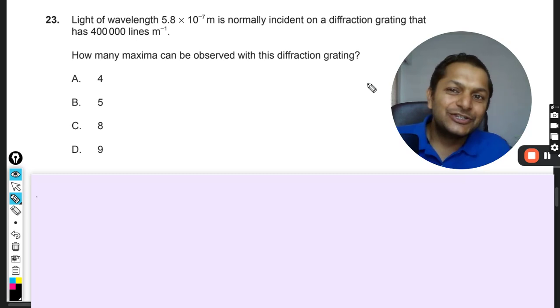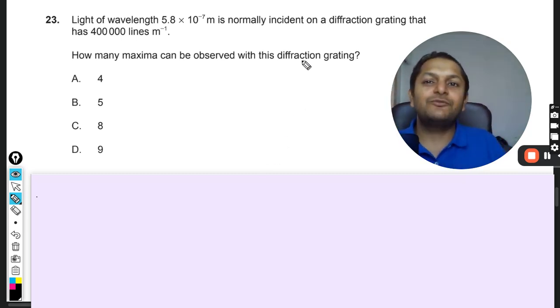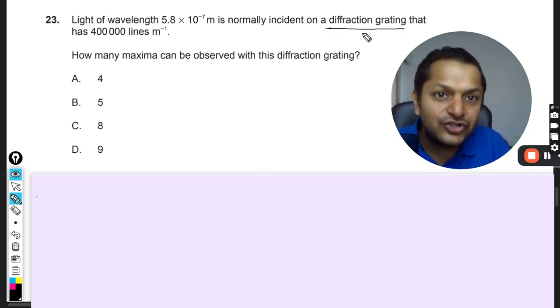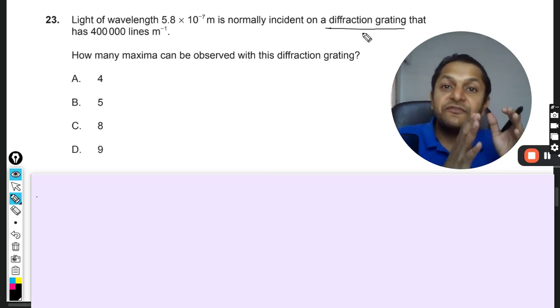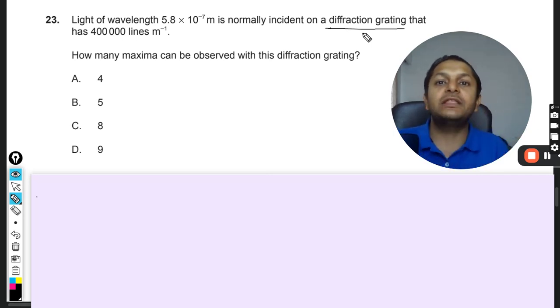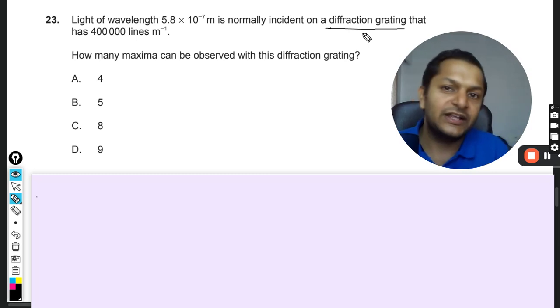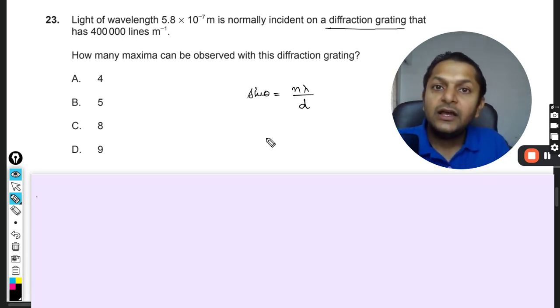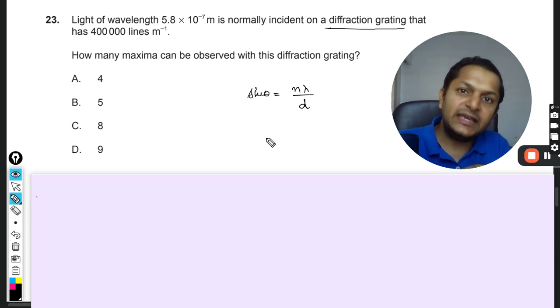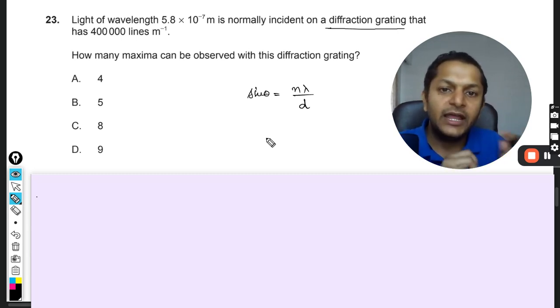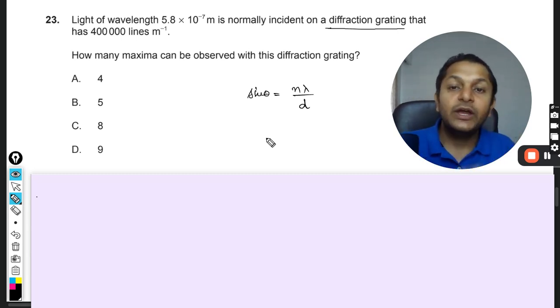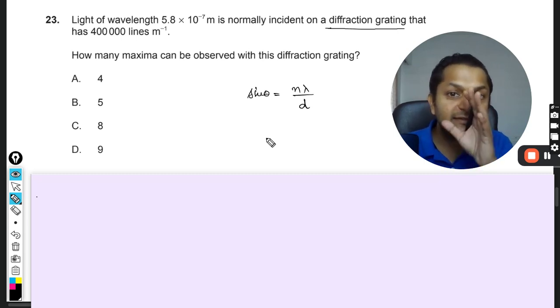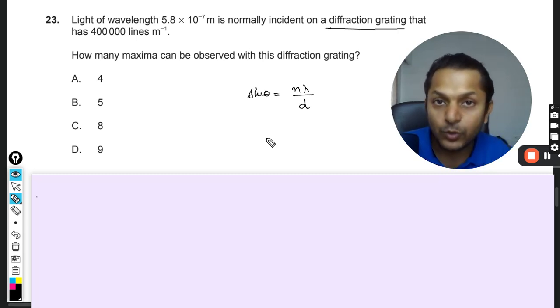Let's see. Point number one that you have to remember is that in the case of diffraction grating, the name is diffraction, but the only formula that you use is the interference formula: sine theta is equal to n lambda by d, not b. If it was b, it would be the diffraction formula. It is d, similar to the interference formula. This is what we are going to use in this question.